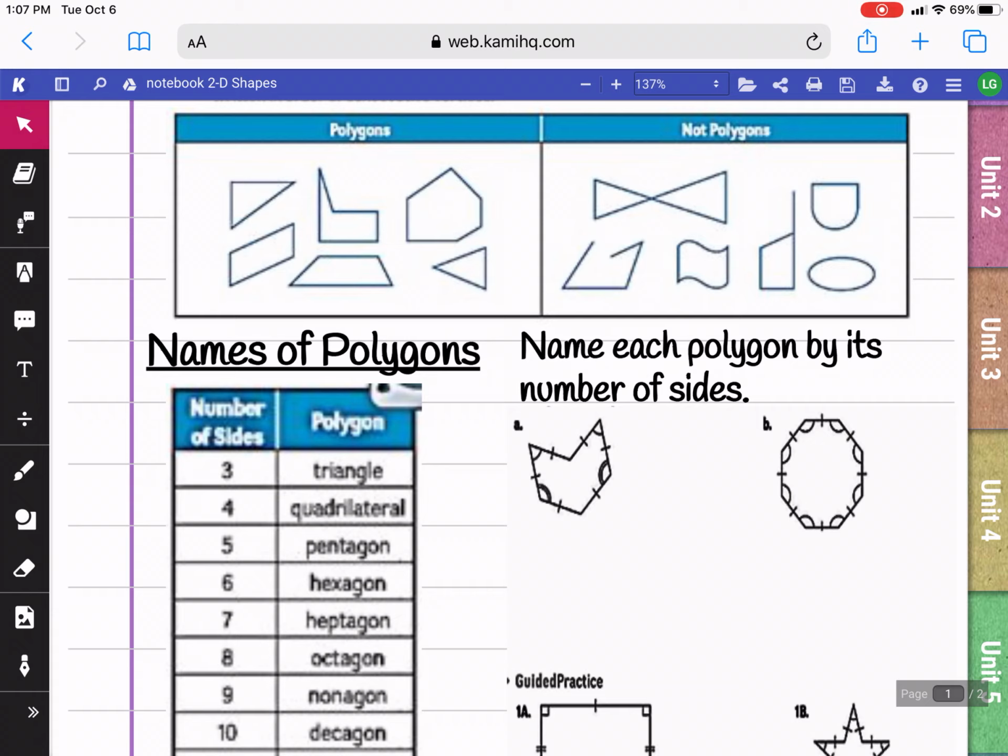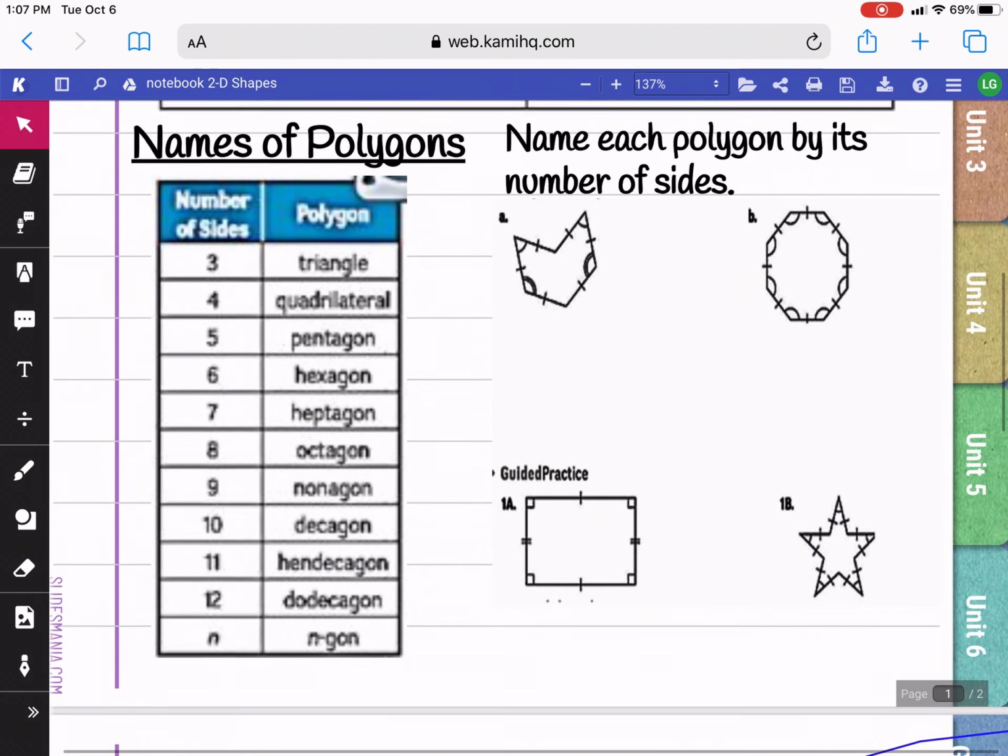Some of your non-polygons are open, so they don't close. Some of them have curves. Some consist of 2 shapes and not 1. Right now, we're just going to be practicing naming polygons based on the number of sides.